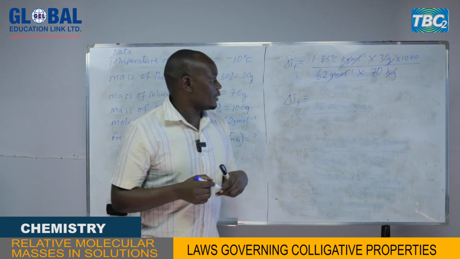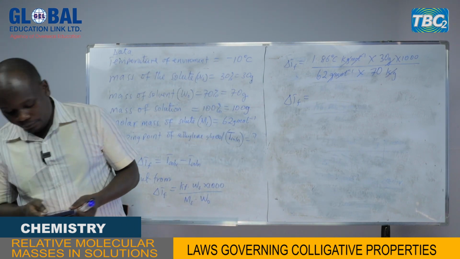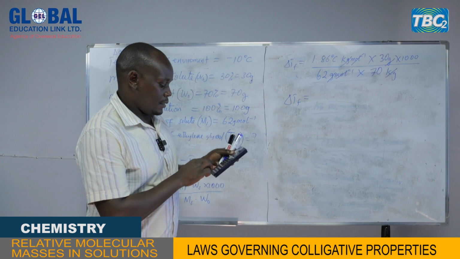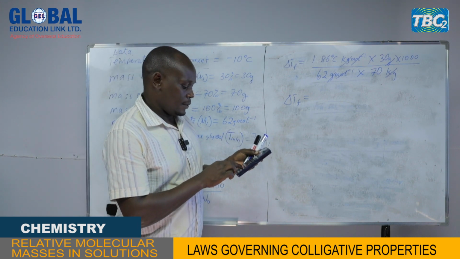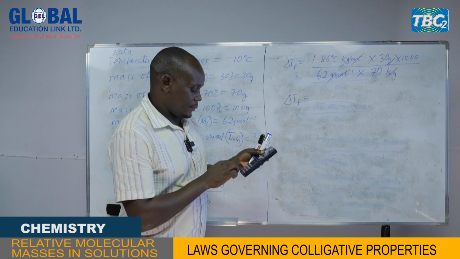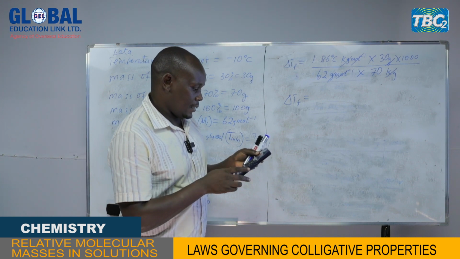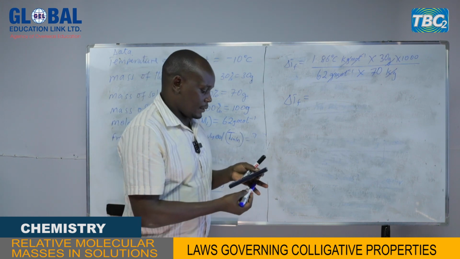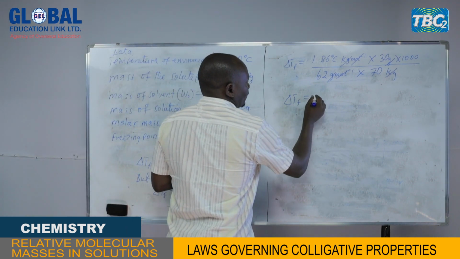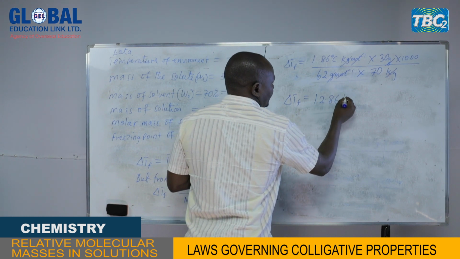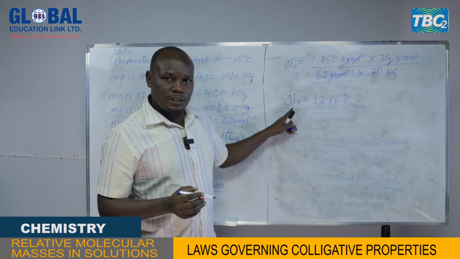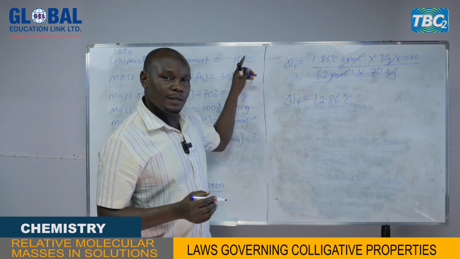So after substituting your data into your calculator, it is 1.86 times 30 times 1,000, then divide by 62 times 70, then the answer you get is 12.86. This will be degree centigrade. So that is the freezing point depression, which means that is the amount of temperature that has been depressed.